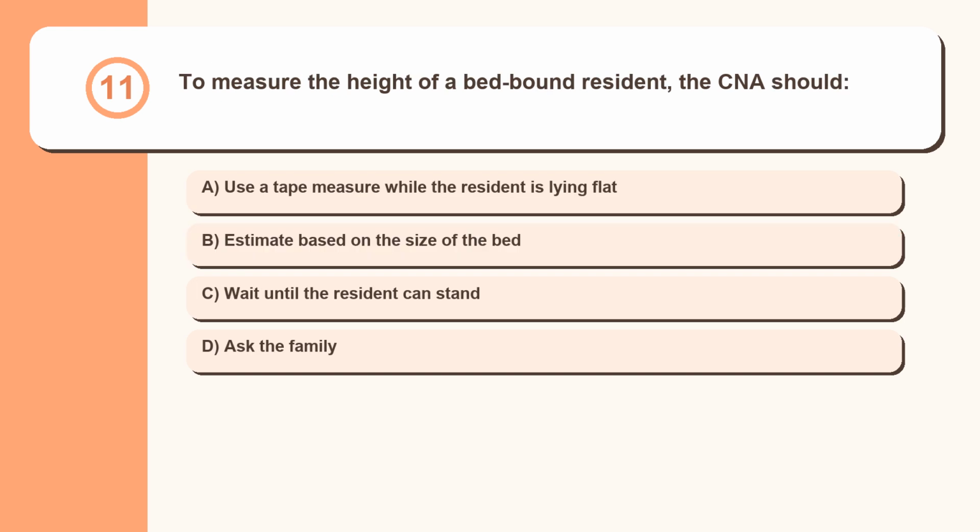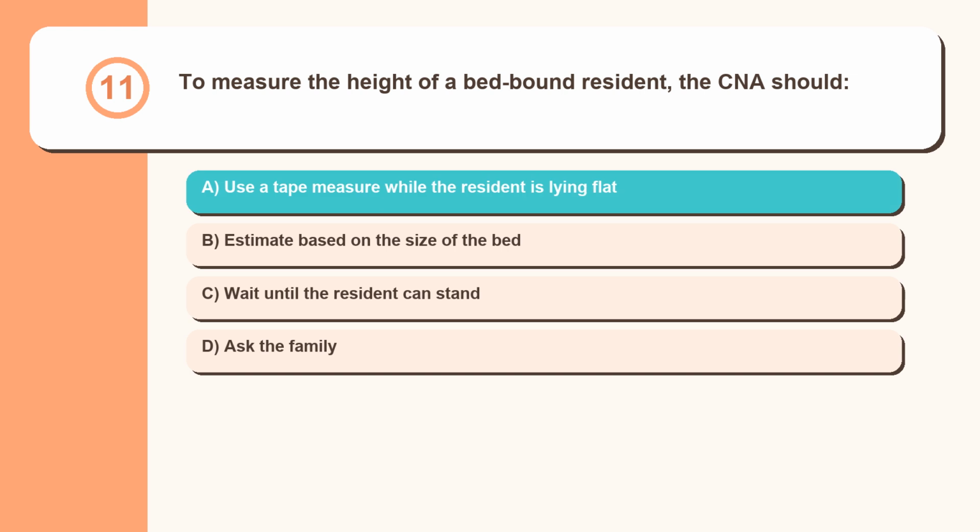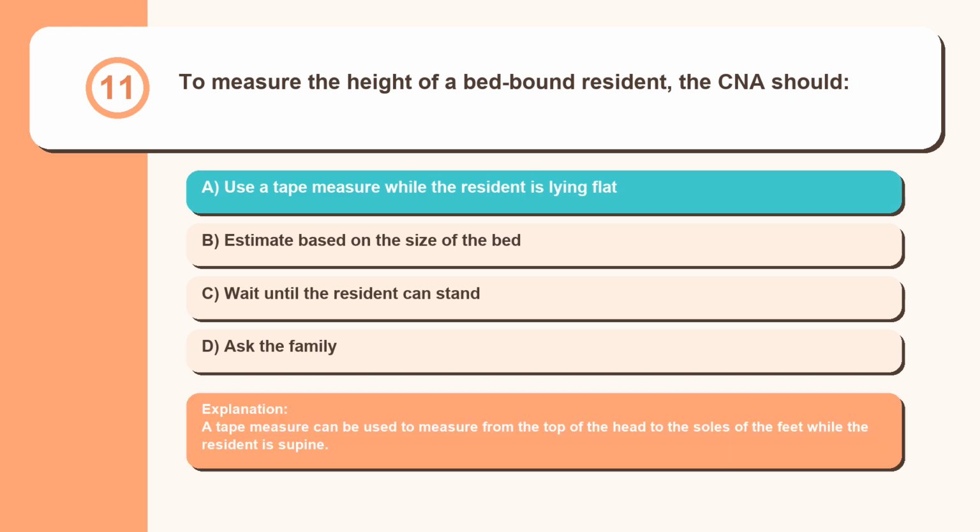Question 11. To measure the height of a bedbound resident, the CNA should use a tape measure while the resident is lying flat. Estimate based on the size of the bed. Wait until the resident can stand. Ask the family. A tape measure can be used to measure from the top of the head to the soles of the feet while the resident is supine.